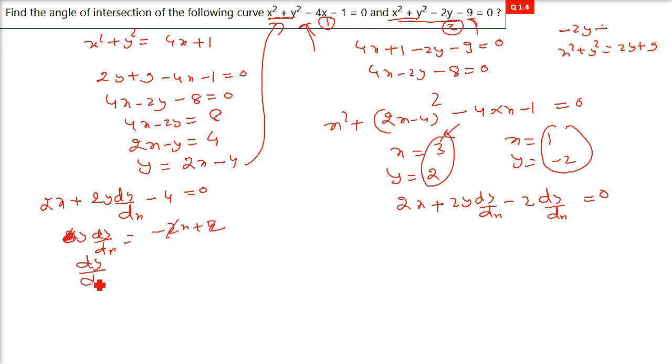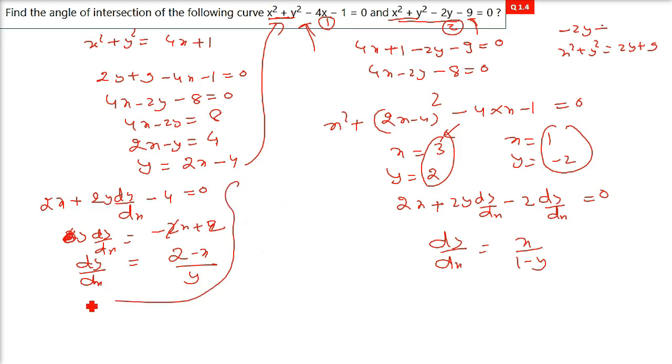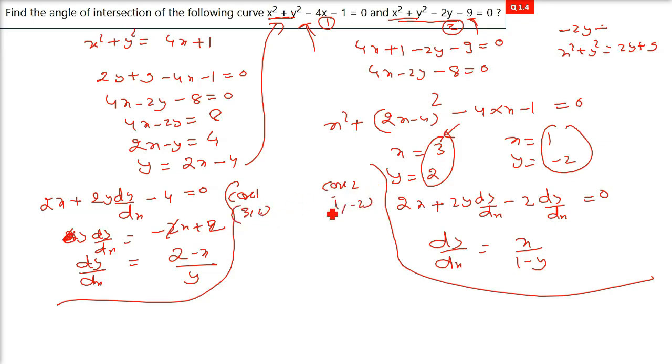Let us see it. dy by dx will be equal to (2 minus x) divided by y. Here dy by dx will be equal to, again I'm just rearranging it, okay? Nothing else I'm performing. You will get dy by dx is (2 minus x) by y in the first case. In the second case, you will get x by (1 minus y). Now you have (3, 2) and (1, minus 2). So I'm making it case 1 and case 2. Case 1, you will take x as 3 and y as 2. Case 2, you will take x as 1 and y as negative 2.